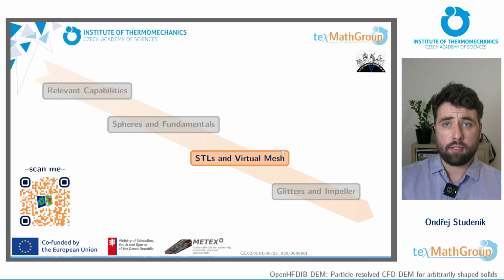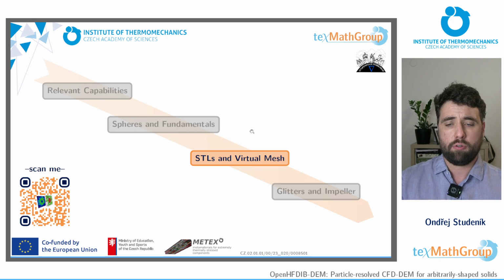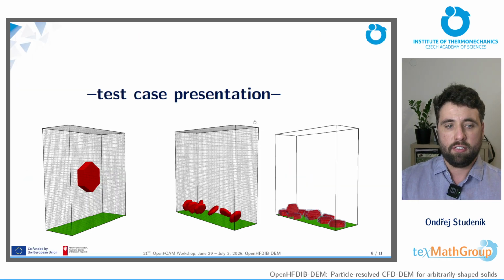So now let's start to play with STLs, as our solver is mostly focused on non-spherical particles, and to enable virtual mesh again. We will start with one STL based body, which will collide with the prescribed boundary. And then we will try to add more bodies to the bottom of the domain and see how they will settle. So let's get to it.